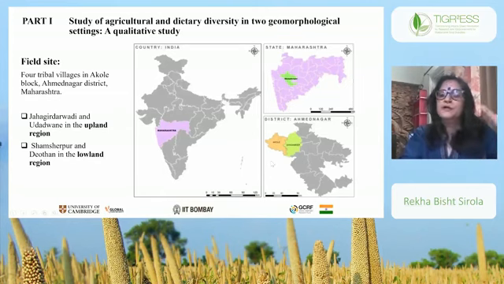So for our own convenience, we have divided this entire area into two regions. We call the hilly area, which is in the west, the upland, and the low-lying plains in the east the lowland region. In the upland region, we have identified two villages, Jagidarwadi and Udadwane, whereas in the low-lying eastern region, we have identified Shimsherpur and Devthan villages for our study.